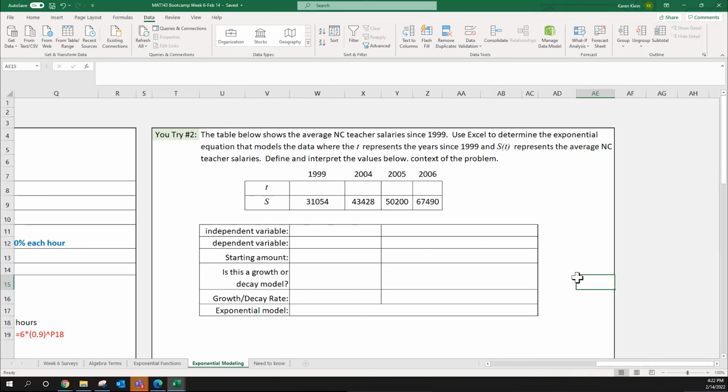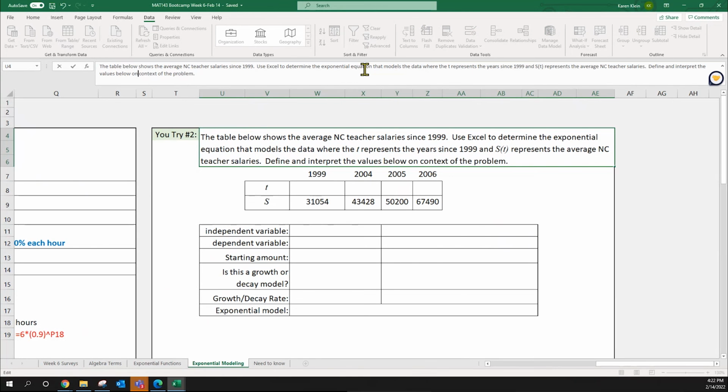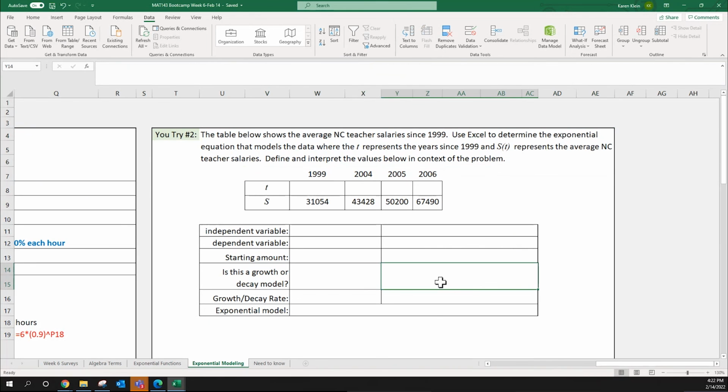So here it says we have a table of values that show teacher salaries since 1999. Use Excel to determine an exponential equation that models the data and represents the years since 1999. They want us to define and interpret the values below in context of the problem. All right. So we know that when we have dates, we have to convert these. Since they're telling us that since 1999, we know this is going to start off with 0. This one's going to be the year 2004 minus 1999, so that's going to be 5. We have the year 2005 minus 1999, so that should be 6. And the year 2006 minus 1999, that should give us 7. So now we have our set of data.